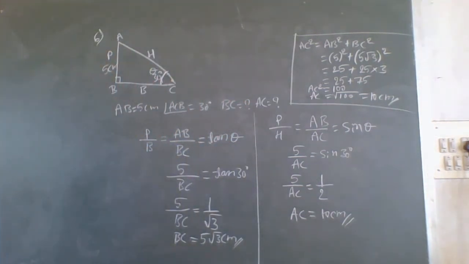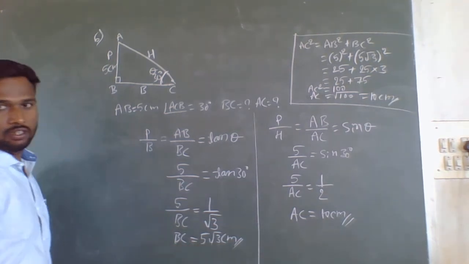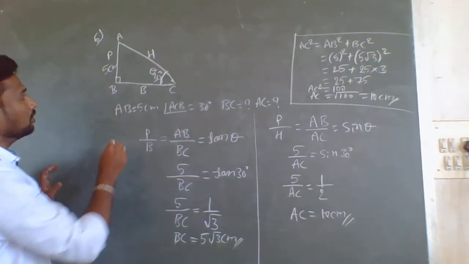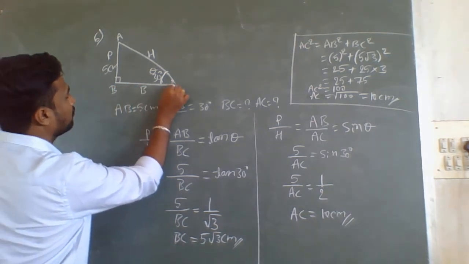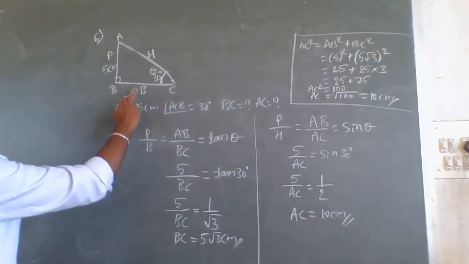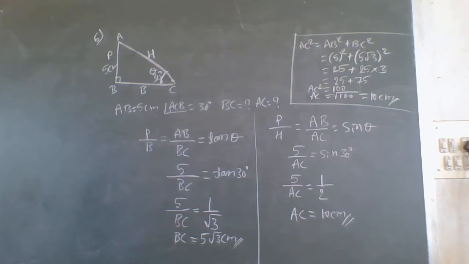Okay? Or you can check with another method also. Here you got the length of BC. So here you can write a trigonometric ratio with respect to this side BC and AC. Side BC and AC means, which is the trigonometric ratio?